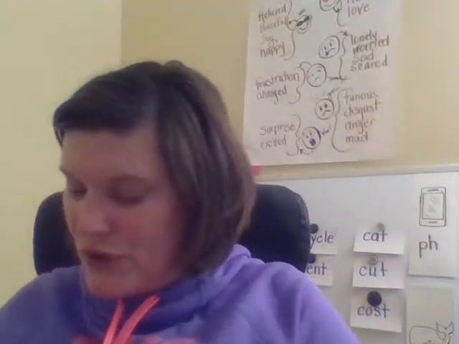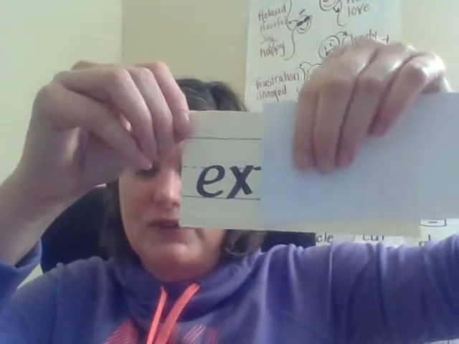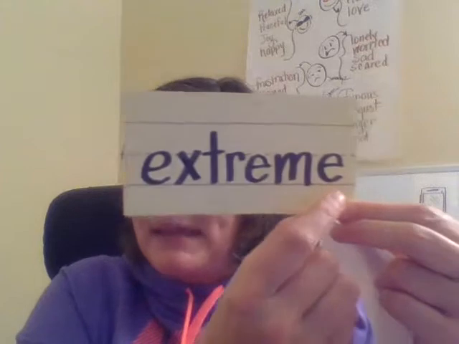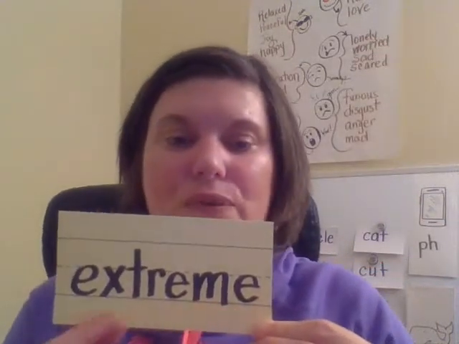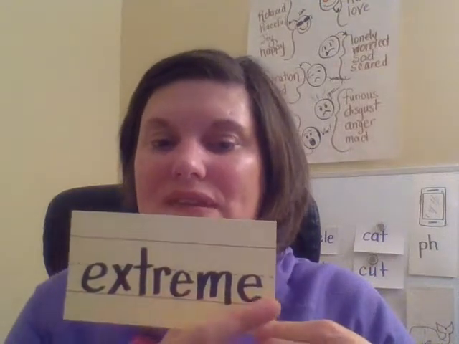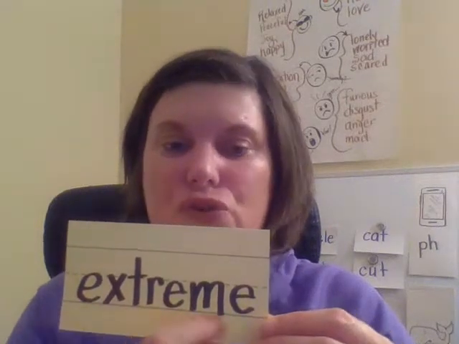Okay, let's read some words syllable by syllable. So, let's look here. This is one of our sight syllables. So we know this is ex. And then looking at the second syllable, I see the silent E syllable type. So we've got treme, because this E is helping this E make a long vowel sound. So extreme.